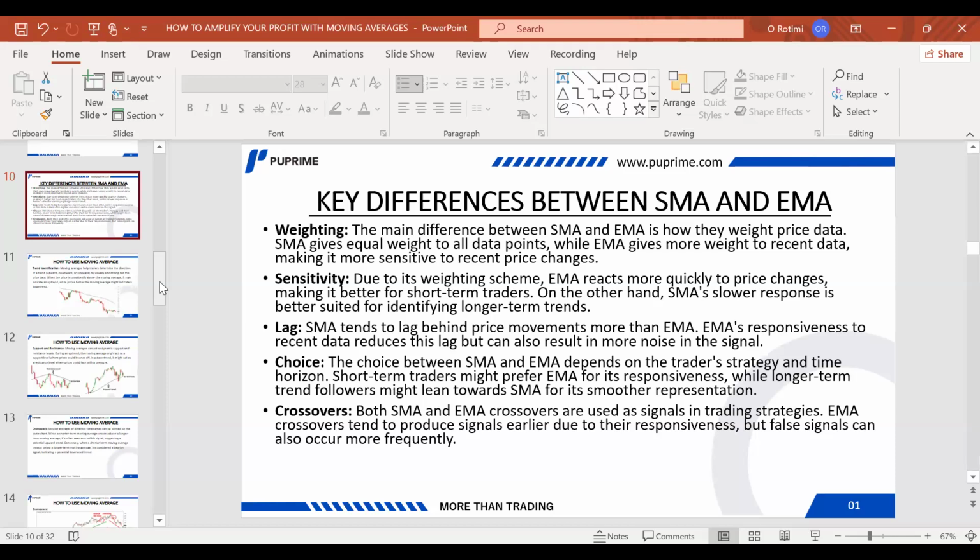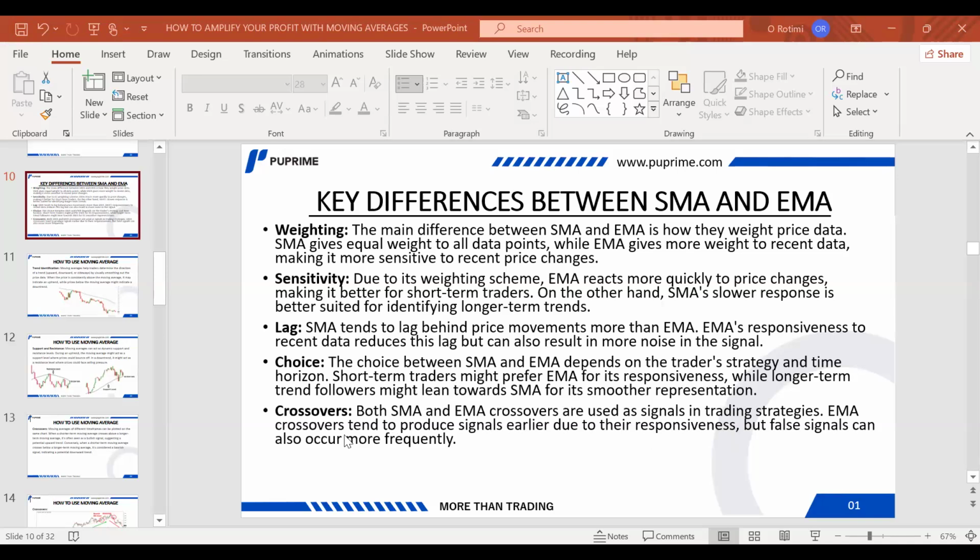And in terms of lag, the SMA tends to lag behind price movement more than the EMA. The EMA's responsiveness to recent data reduces this lag. So the SMA lags behind price more than the EMA, and this gives the EMA an advantage again over the SMA. And looking at choice, the choice between SMA and EMA depends on the trader's strategy and time horizon. Short-term traders might prefer EMA for its responsiveness, while longer-term trend followers might lean towards SMA for its smoother representation.